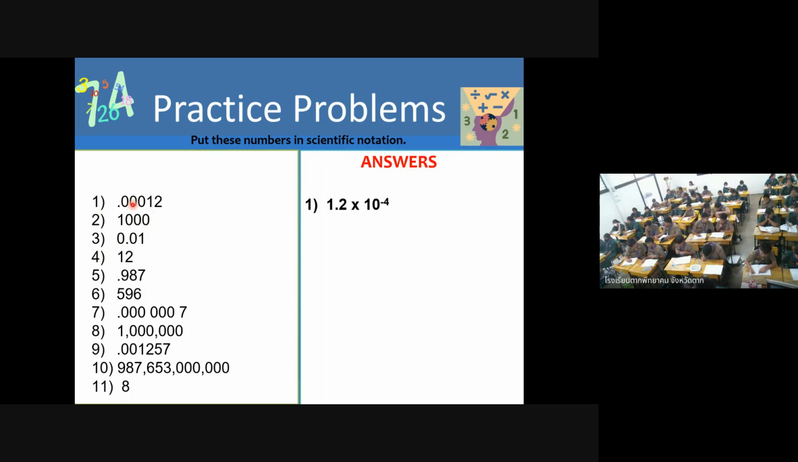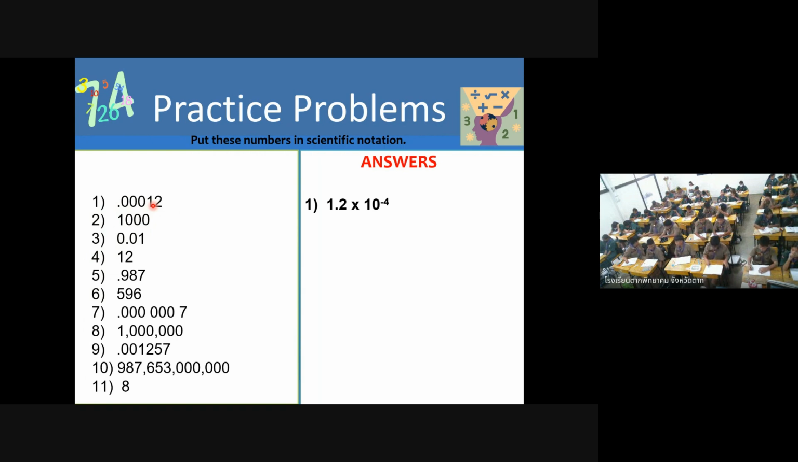This is the point, right? 1, 2, 3, 4. The decimal point is moving from left going to the right. Therefore, the exponent is a negative number, 4.